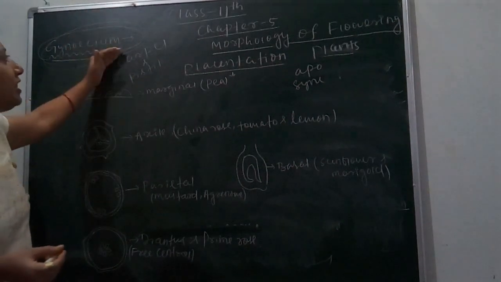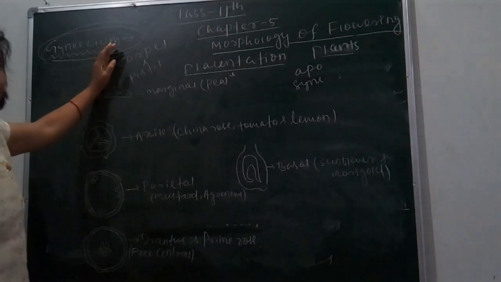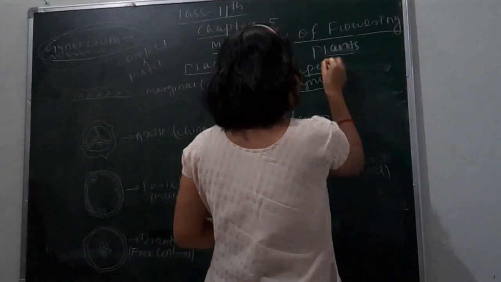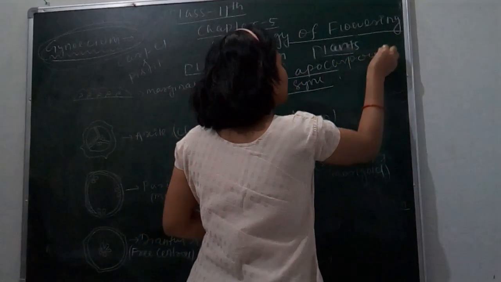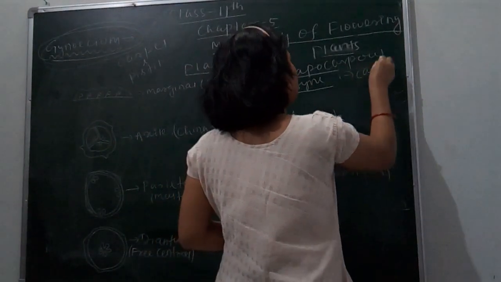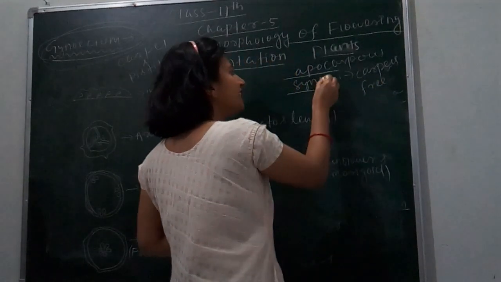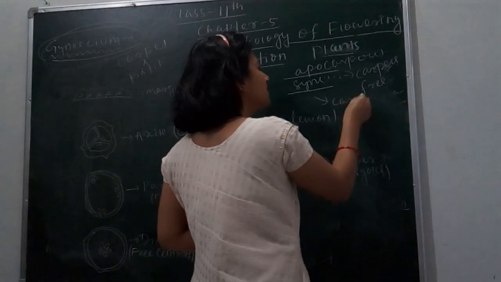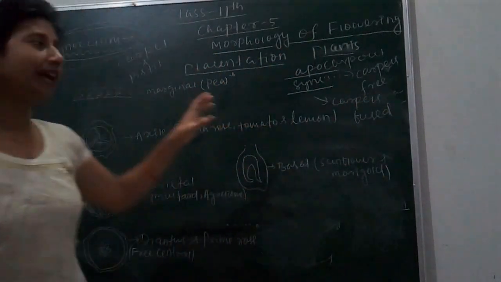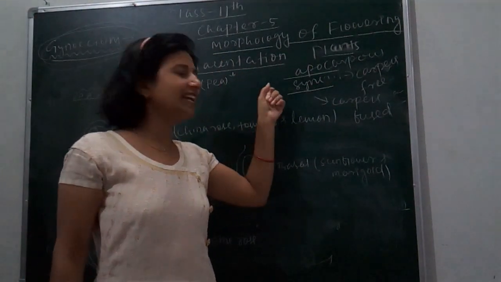On this basis, how the carpels or gynoecium are arranged in a flower, they are of 2 types. One is apocarpus and another is syncarpus. Apocarpus means when the carpels are free, and syncarpus means carpels fused. So these 2 types of gynoecium or pistil or carpel we can see in a flower, apocarpus and syncarpus.